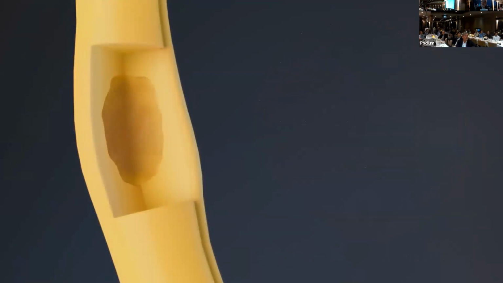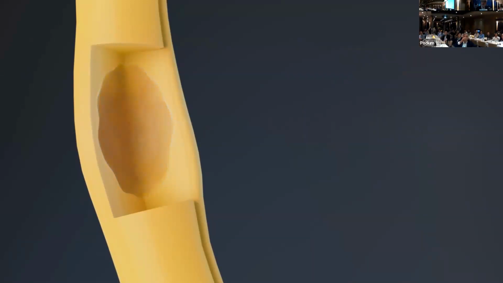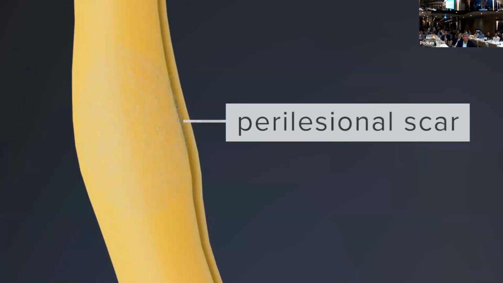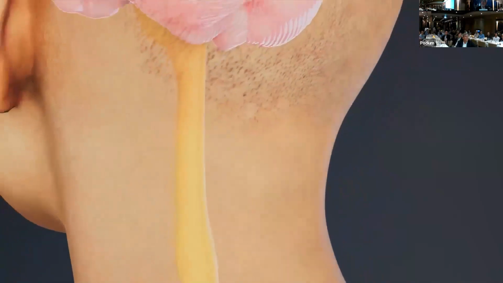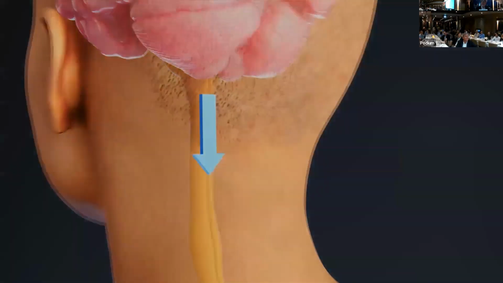However, in many cases, cell death continues for months after injury, eventually forming a cavity in the spinal cord. This cavity, known as the cystic cavity, is a hole in the spinal cord filled with cerebrospinal fluid and inflammatory molecules. Around this cavity forms a dense scar called the perilesional scar. Together, the cystic cavity and perilesional scar prevent the formation of new connections between the brain and extremities and present a major barrier to regeneration.